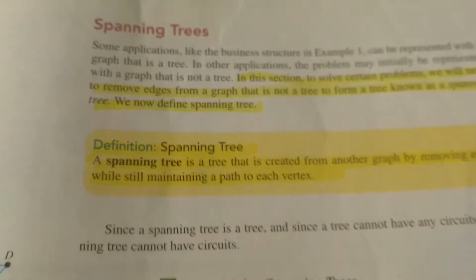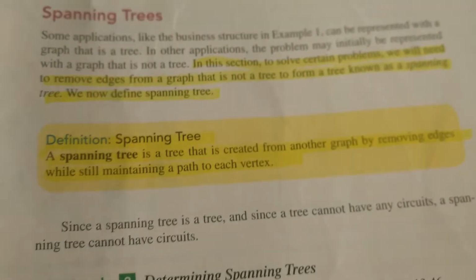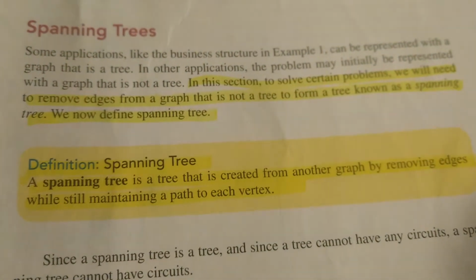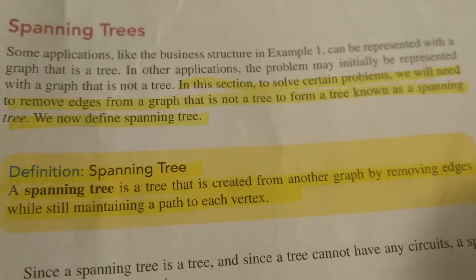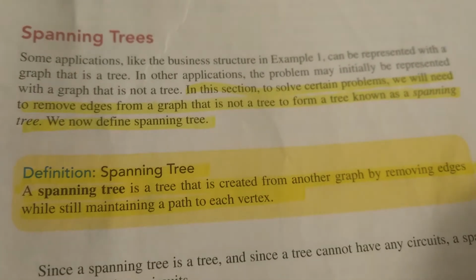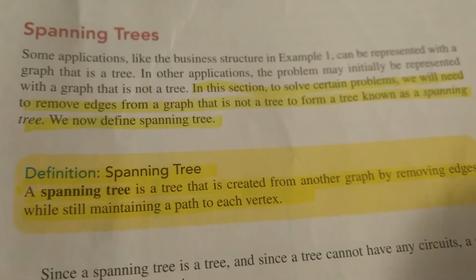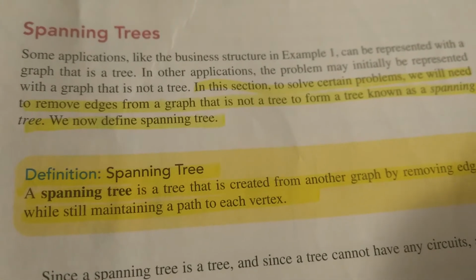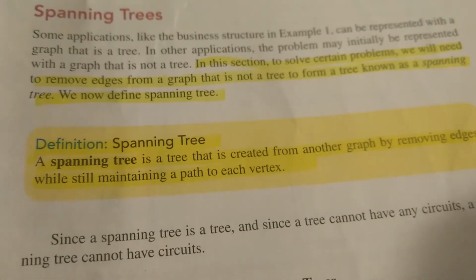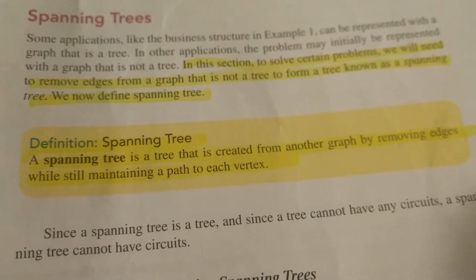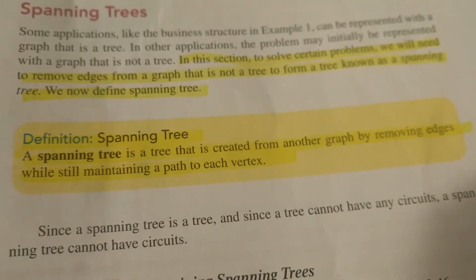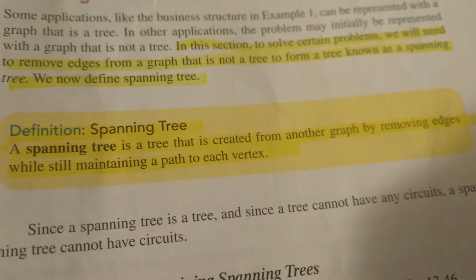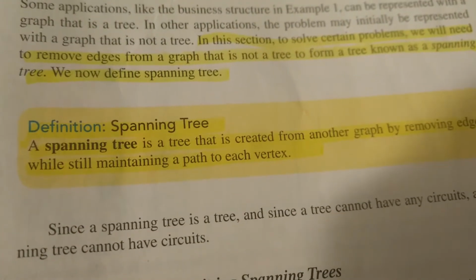Another definition that we have here, and this is on page 837, says in this section, to solve certain problems, we will need to remove edges from a graph that is not a tree to form a tree known as a spanning tree. So a spanning tree is when we're looking at a graph and we remove edges. By removing the edges, it becomes a disconnected graph, which makes it a spanning tree.